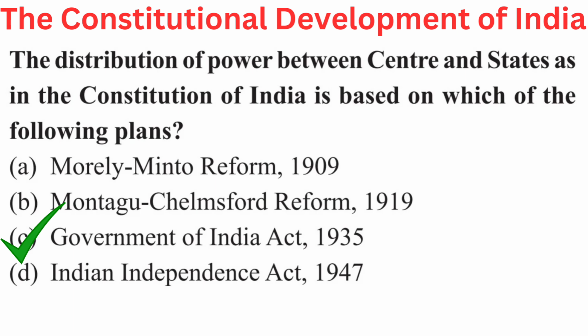India is based on which of the following plans? Your options are A. Morley-Minto Reform 1909, B. Montagu-Chelmsford Reform 1919, C. Government of India Act 1935, or D. Indian Independence Act 1947. Right answer is C. Government of India Act 1935.